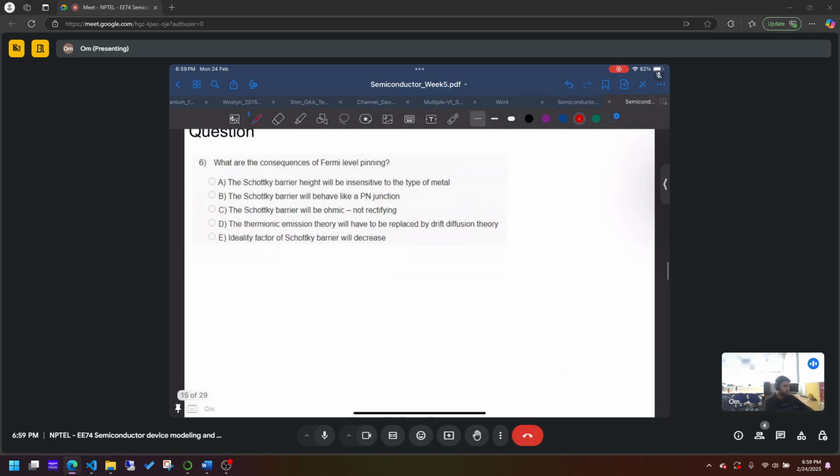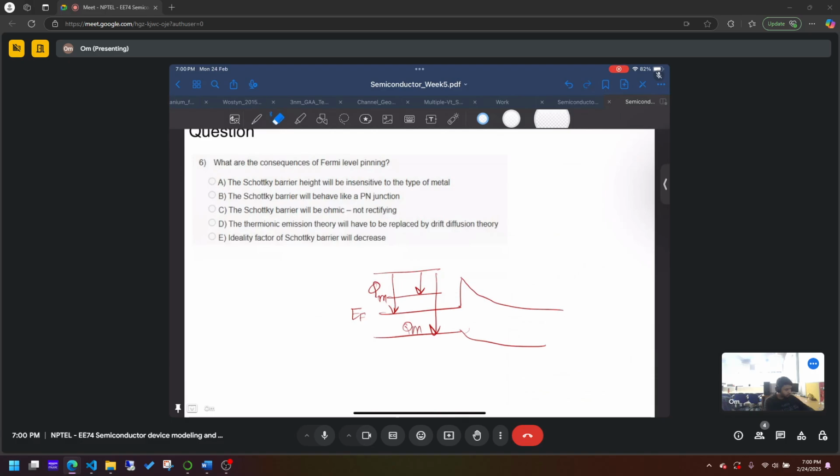If you remember in the lecture what Fermi level pinning is, let's say this is your band diagram. In Fermi level pinning, let's say this is EF due to some phi m. It does not matter if you decrease or increase your phi m, the Fermi level is always pinned here. So your phi b does not change. It stays the same no matter what phi m metal you have.